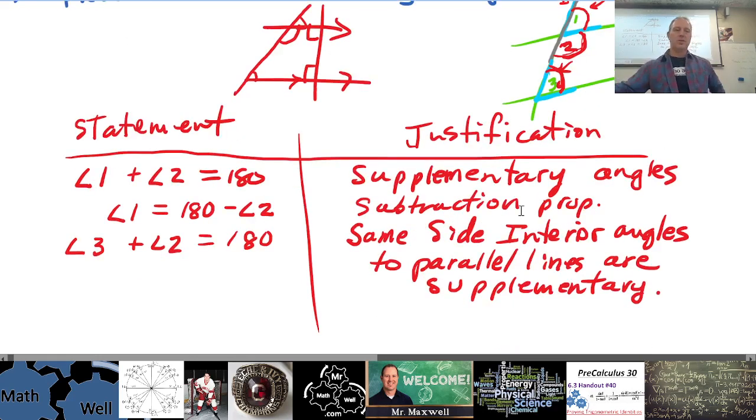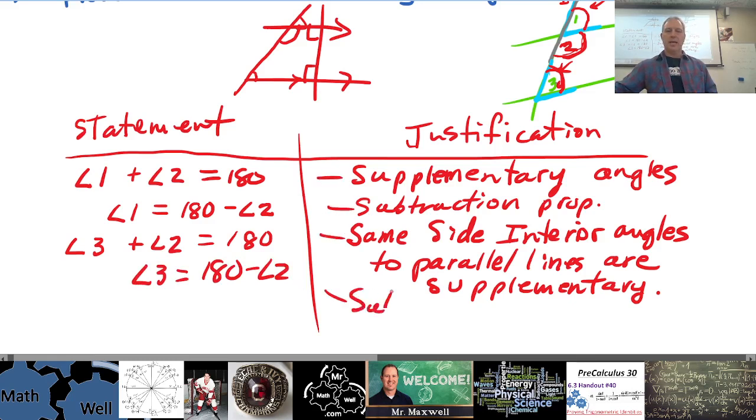And I'm going to rearrange this one as well. So I'm going to go angle 3 is 180 minus angle 2. And that's going to be subtraction property.